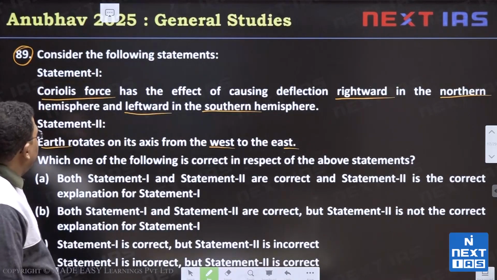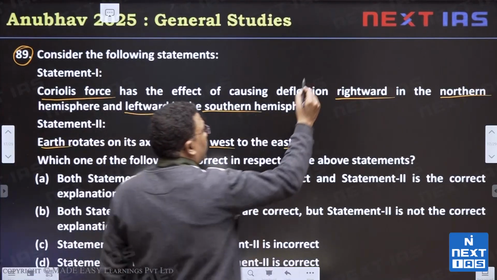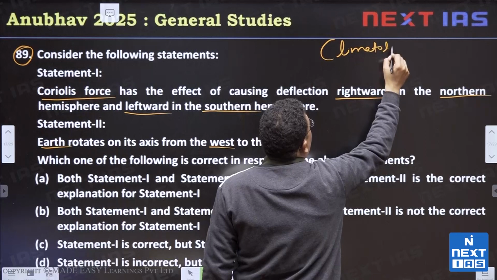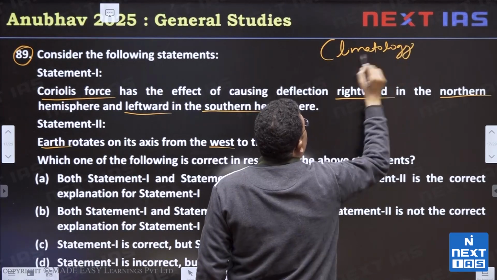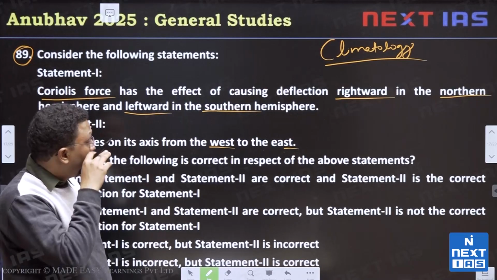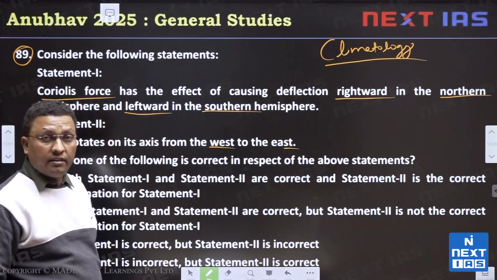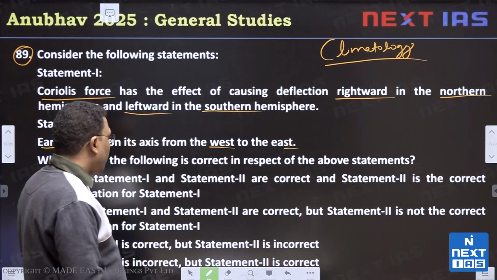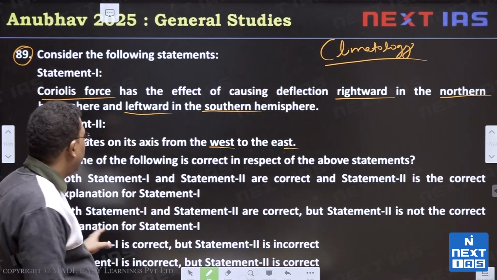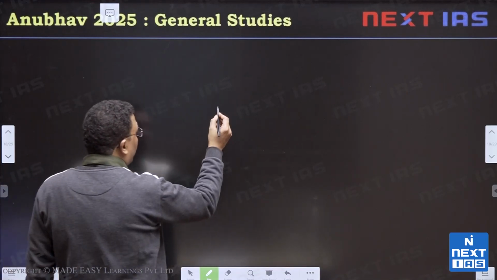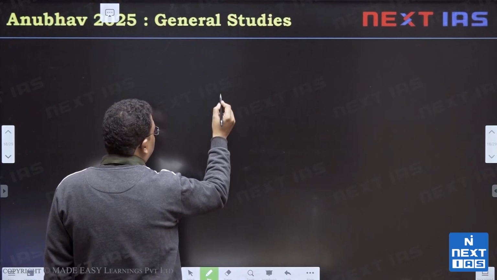So basically this is a question from the topic, again climatology, and as we have discussed just now that this is a very important topic from prelims exam point of view, and this particular question is based on the concept of Coriolis force, right? So let's first see the underlying concept and then we will come back to our question, right? So what is Coriolis force or Coriolis effect?